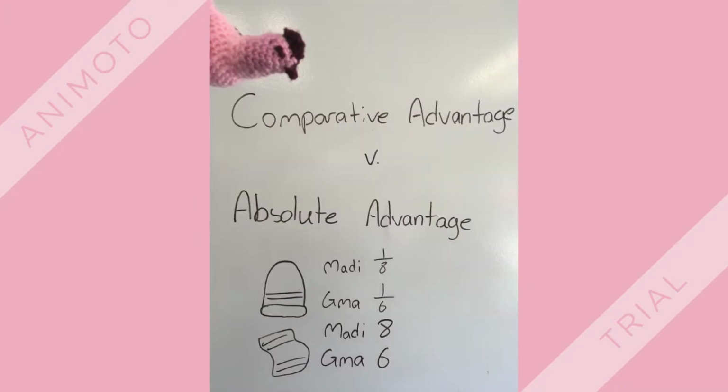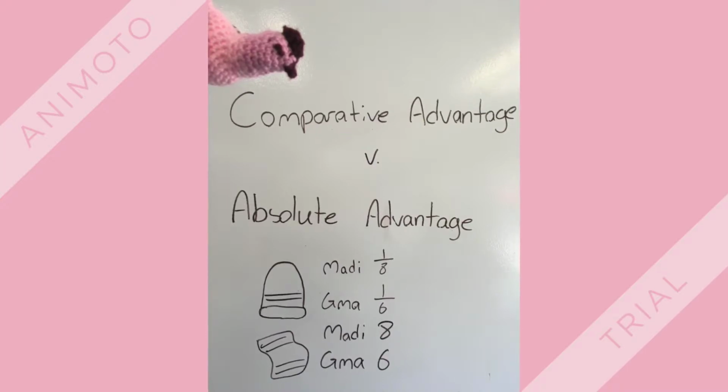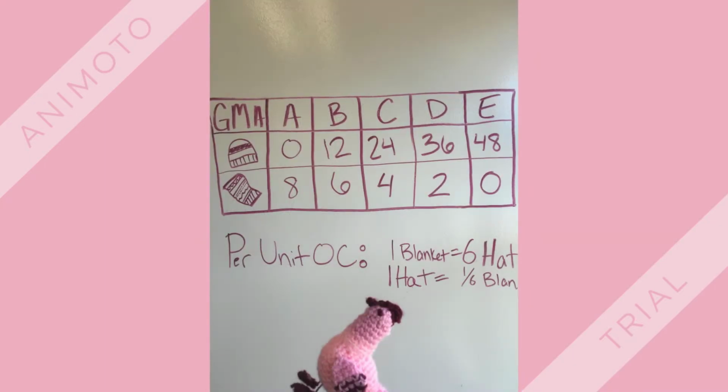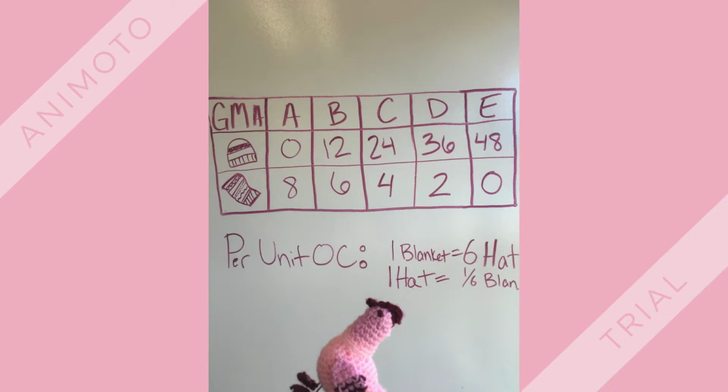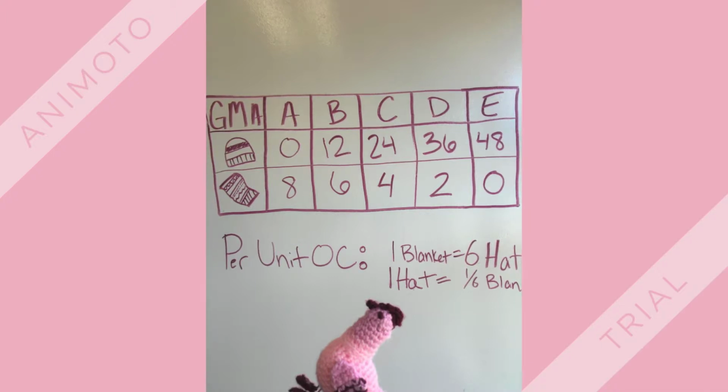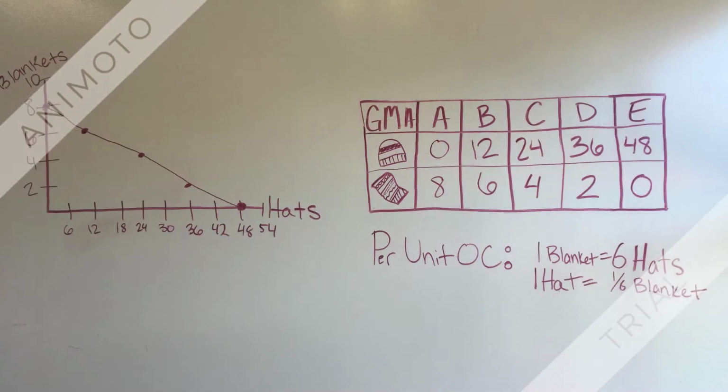Before looking at comparative advantage and absolute advantage, you need to be able to show differences between two competitors making the same goods with different production capabilities. My grandma, who taught me to crochet, is able to crochet 8 blankets in the same 2-month period. She is also able to make 6 blankets and 12 hats, or 4 blankets and 24 hats, 2 blankets and 36 hats, or 48 hats and 0 blankets.